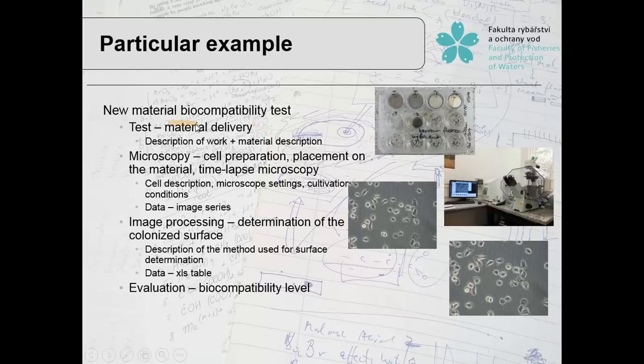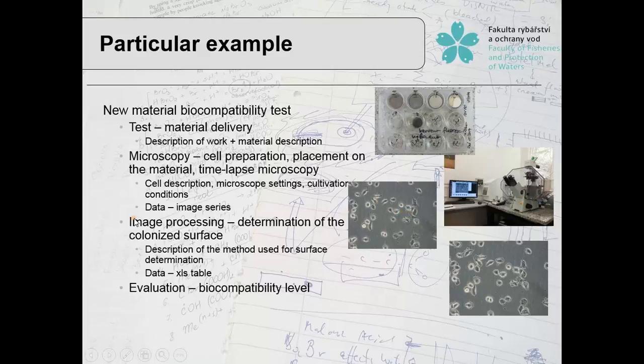So it can be one protocol. We have to decide what kind of experiment we will do with the material. Then they do the microscopy, where they have to describe what the setting of the microscope was, what cell culture they used, what the cultivation conditions were. And at this point, we have the image series from the microscope. It can look like this. So these are the cells, and we try to analyze how the cells behave.